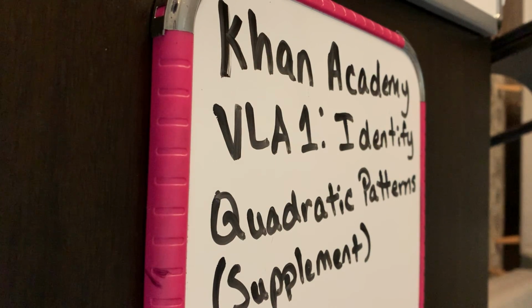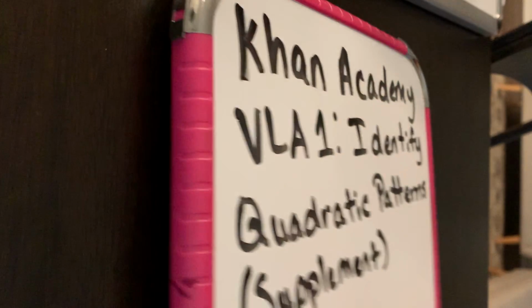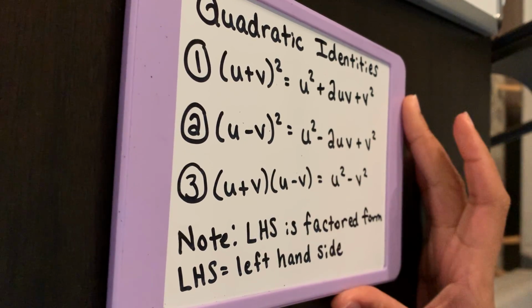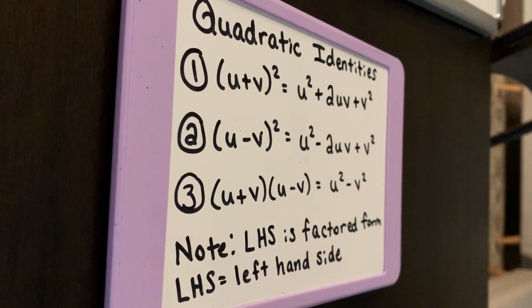If you remember from the last video, we looked at these 3 identities. Hopefully you remember that. The first one is u plus v squared. The second one is u minus v squared. And the third one is u plus v times u minus v. The goal is to find out which form we can use for the problems provided.